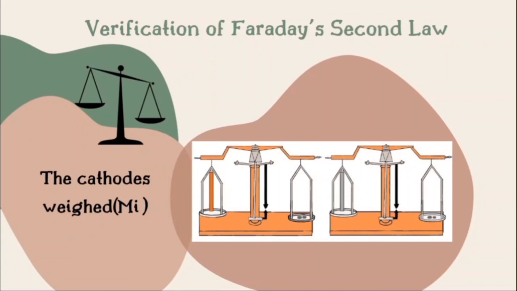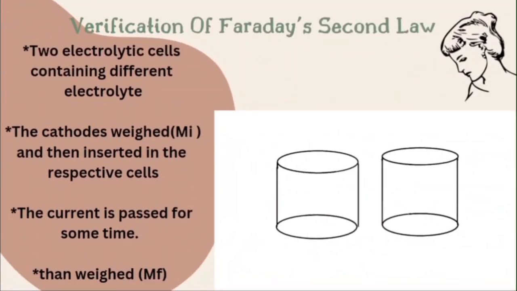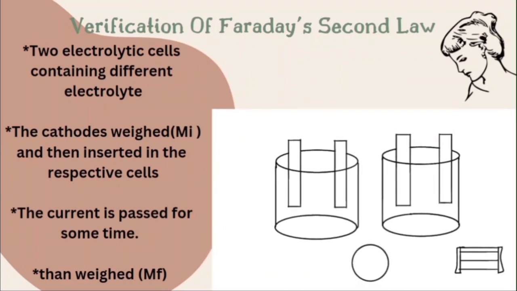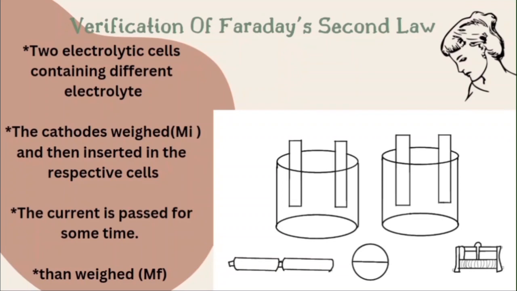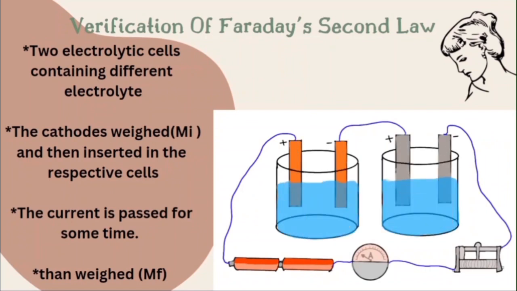Verification of Faraday's second law. The cathodes are cleaned, dried, weighed and then inserted in the respective cells. Two electrolytic cells containing different electrolytes, copper sulfate solution and silver nitrate solution, are connected in series with a battery, resistance and an ammeter. Copper electrodes are inserted in copper sulfate and silver electrodes are inserted in silver nitrate. After that, the current will pass for some time.